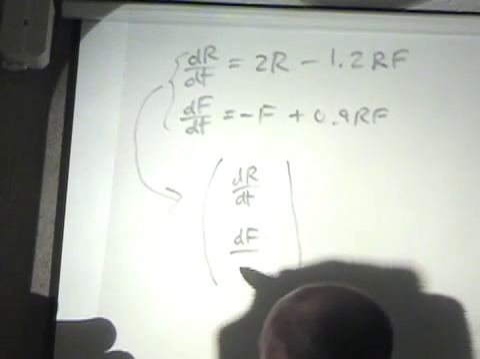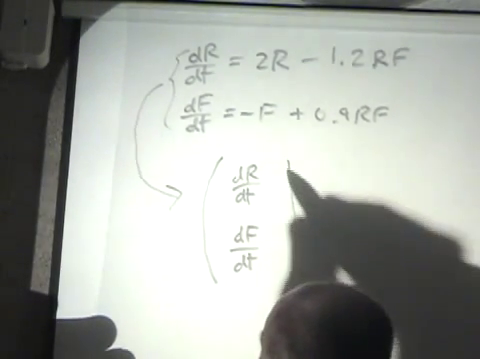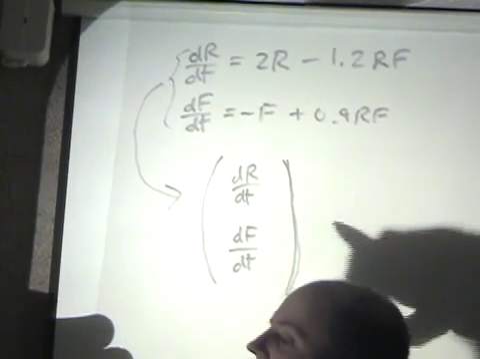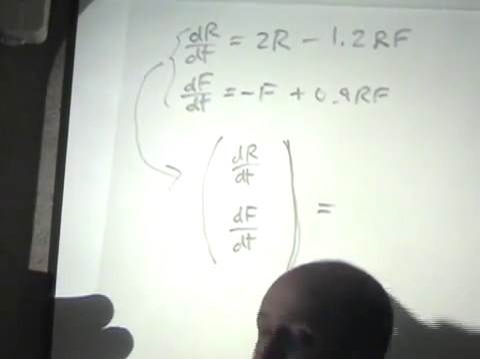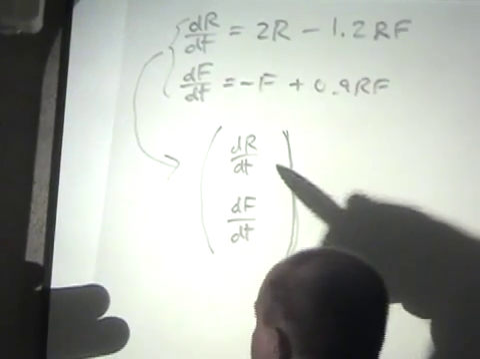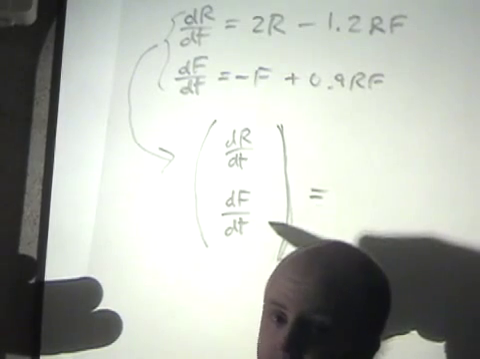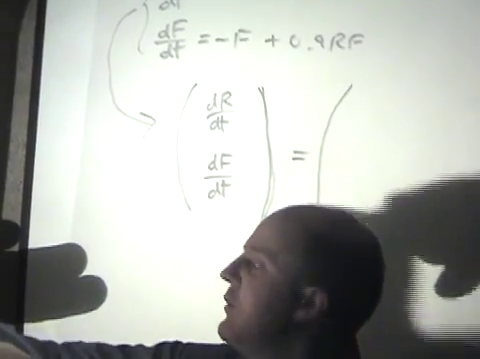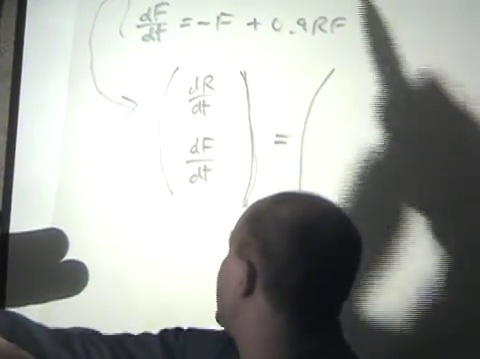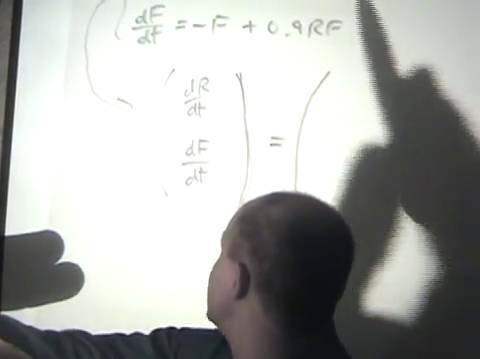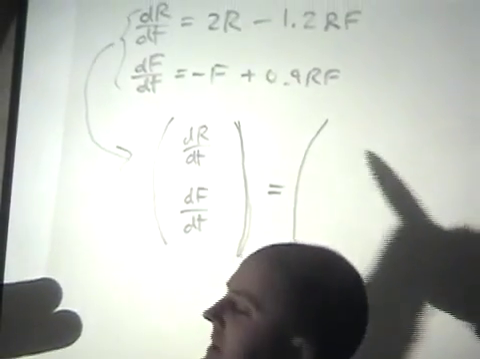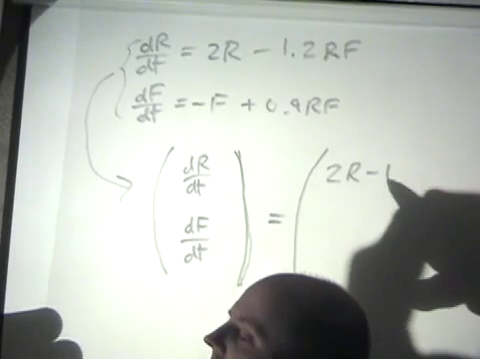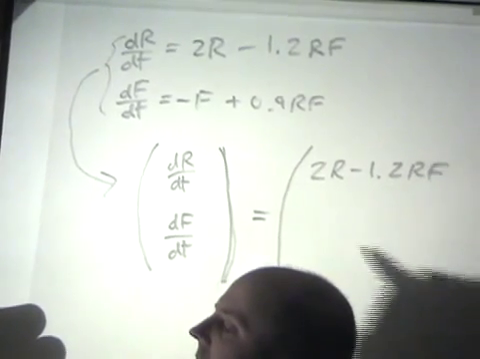Put dr dt and df dt inside the parentheses there. Try to make them look smoother than I have. That's one vector. dr dt is the first component of that vector, df dt is the second component. Use one equal sign, set that equal to a right-hand side vector where I put the right-hand sides of these two scalar equations into my first and second components of the right-hand side vector, like this.